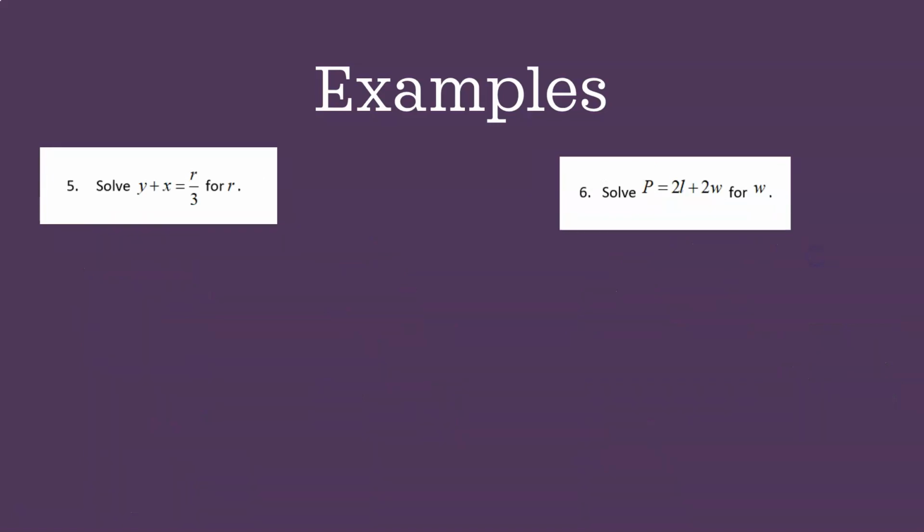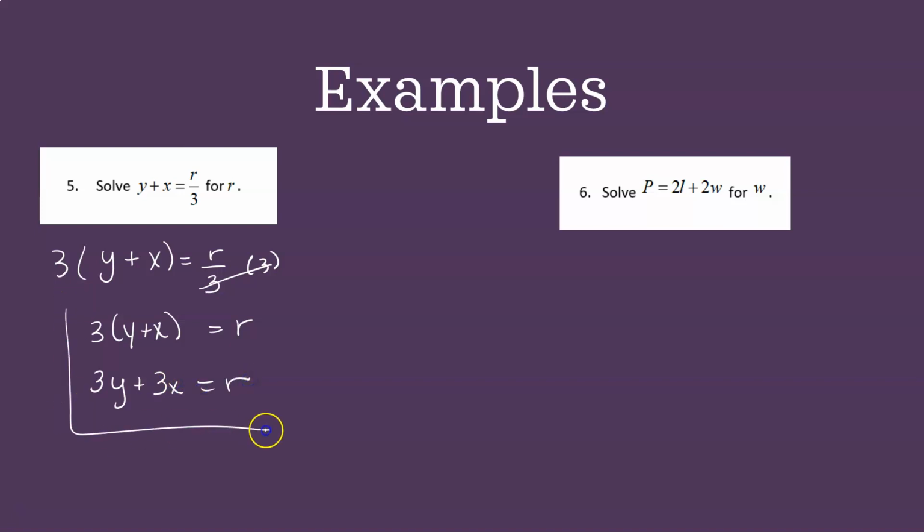Number 5. Solve y plus x equals r over 3 for r. Okay, so this says divided by 3. So what we're going to do is the opposite. We're going to multiply each side by 3. So I would take this as an answer as it is. And if you feel like multiplying it out, I would also take this as an answer. So both of these, to me, are correct answers.